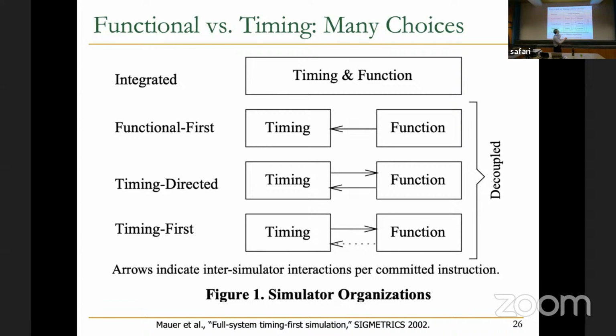And now in the functional simulator, you can make choices, right? What instructions do you send? You can model a branch predictor over here in the functional simulator also. That branch predictor drives what instructions get sent to the timing.